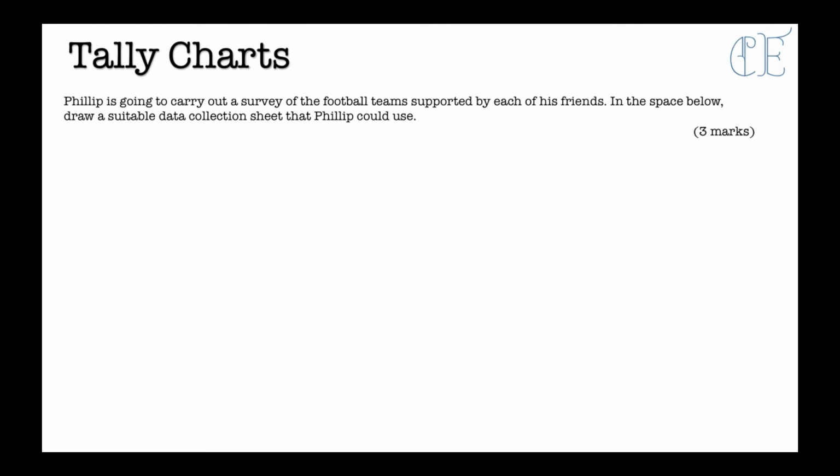So, the type of question that you could get in the exam, Philip is going to carry out a survey of the football teams supported by each of his friends. In the space below, draw a suitable data collection sheet that Philip could use. Now, you get 3 marks for this question, and it's really easy. People really struggle with these because they're not sure what to do, but really what you're doing is you've got to try and find out what football teams they support, okay? And you're going to ask your friends, but it doesn't say you have to use all the teams.